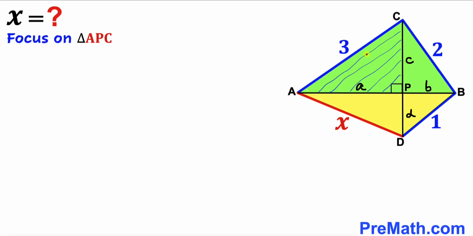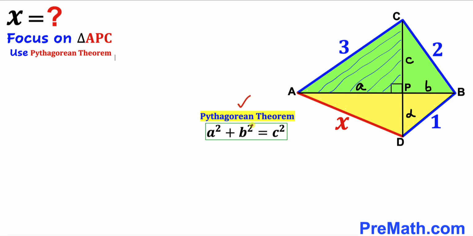Here's our very first step. Let's focus on this right triangle APC, and apply the Pythagorean theorem on this triangle. In our case, our hypotenuse is 3 and our two other legs are a and c. So let's fill in the blanks in this Pythagorean formula. We get a square plus c square equals 3 square. Let's simplify. That gives us a square plus c square equals 9. I'm going to label this as our equation number 1.